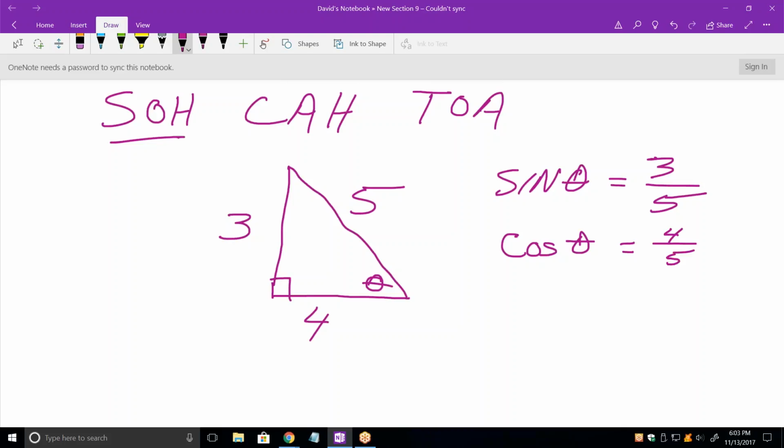And what is tangent of theta? That'd be 3/4, right? You got it.